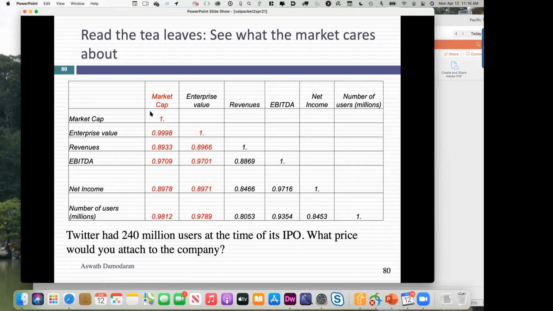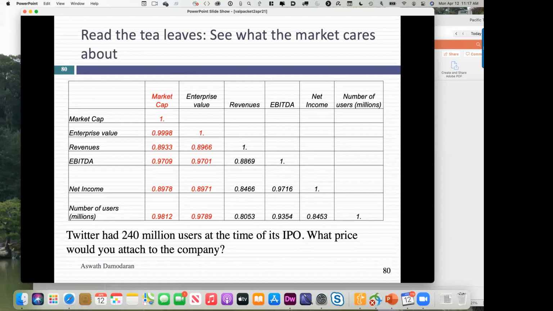Now, enterprise value and market cap obviously are very highly correlated because the two are basically almost the same number for most companies. But if you look at the other 4 variables, take a look at what variable best explains differences in market cap across companies. It's number of users. The larger the number of users at a company, the greater the market cap of the company.